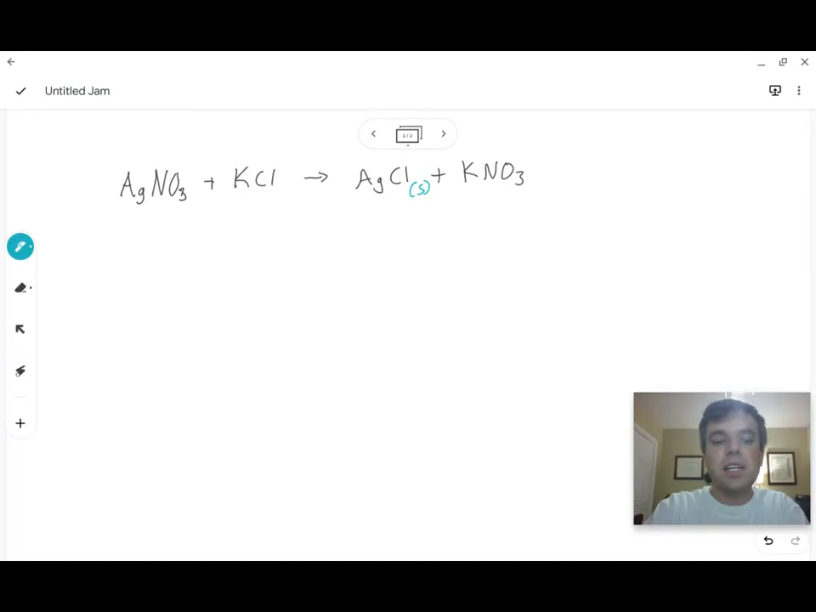If we were to write a net ionic equation for that, on the product side, we would have the silver chloride, and then we just break it apart into silver ions and chloride ions. So that would be a net ionic equation for that.